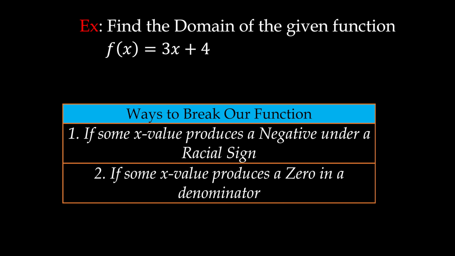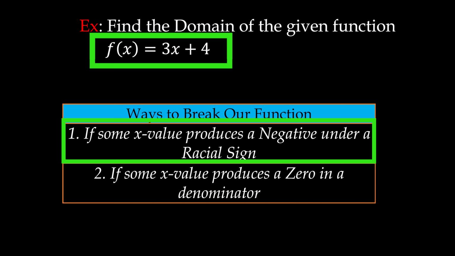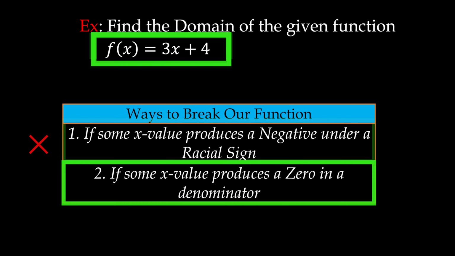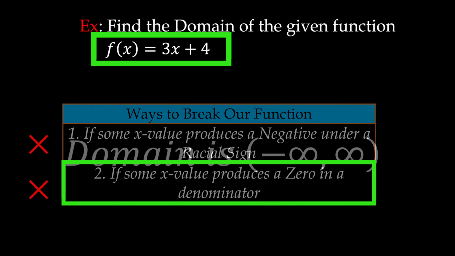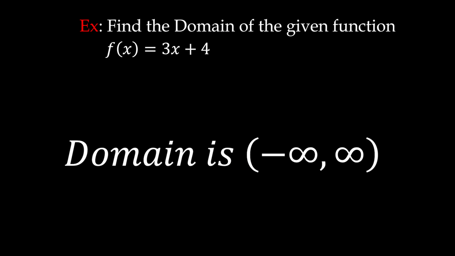To find the domain, we have to check to see if any real number violates either rule. Ask yourself, do you see any radical sign? Well, no. Then we can't violate the first rule. Then ask yourself, do you see any fractions? No. So we can't produce a 0 in a denominator. So we can't violate the second rule either. Since neither rule can be violated, there does not exist a real number that needs to be removed from our domain. Thus, our domain is the set of real numbers from minus infinity to infinity.